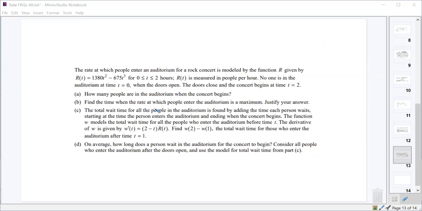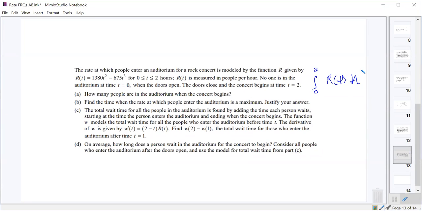Part B, well, we can talk about part A since we're here. Part A is just really straightforward, right? How many people are in the auditorium when the concert begins? That's at t equals 2 because we just got people entering. So part A should just be the integral from 0 to 2 of r of t dt. And I don't know what that came out to be, but part A of those is usually like that.